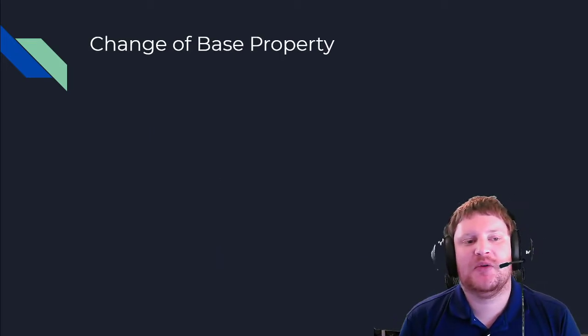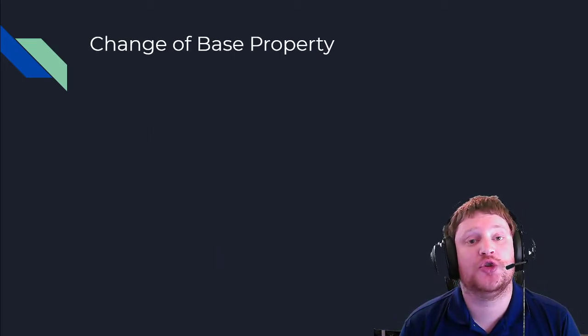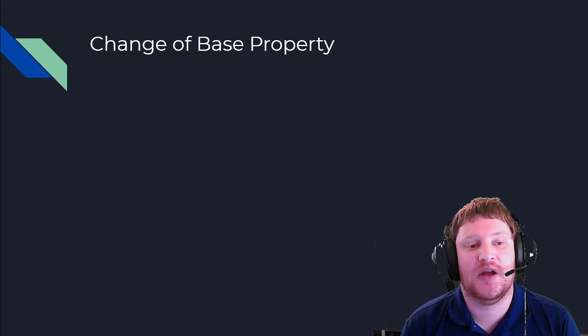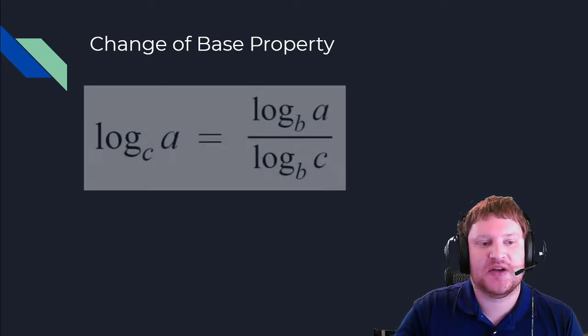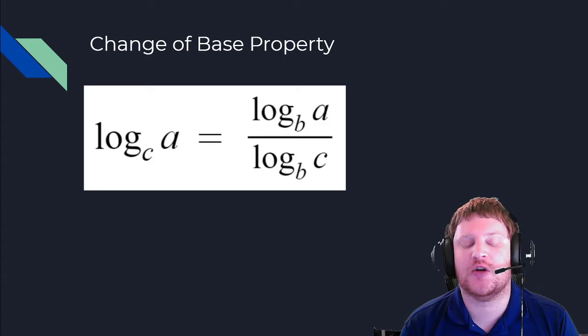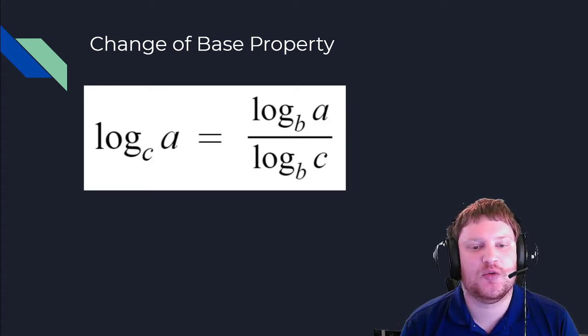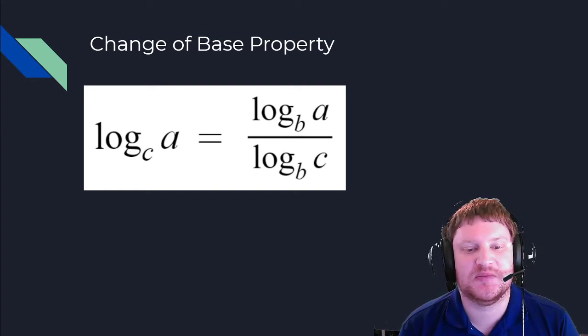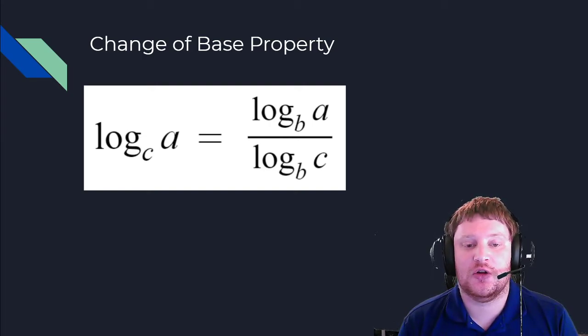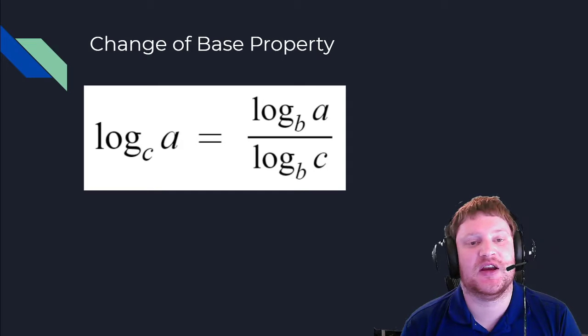The final property we need to look at is one that used to be absolutely vital. And the reason I say that is because the change of base property says log base c of a is equal to the log base b of a over the log base b of c.